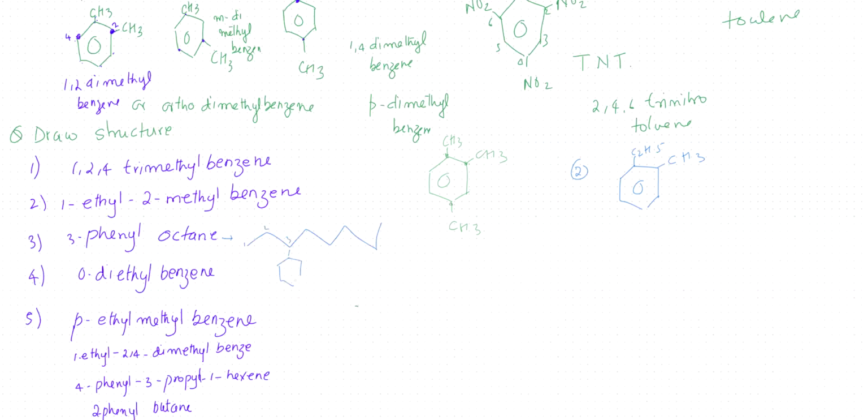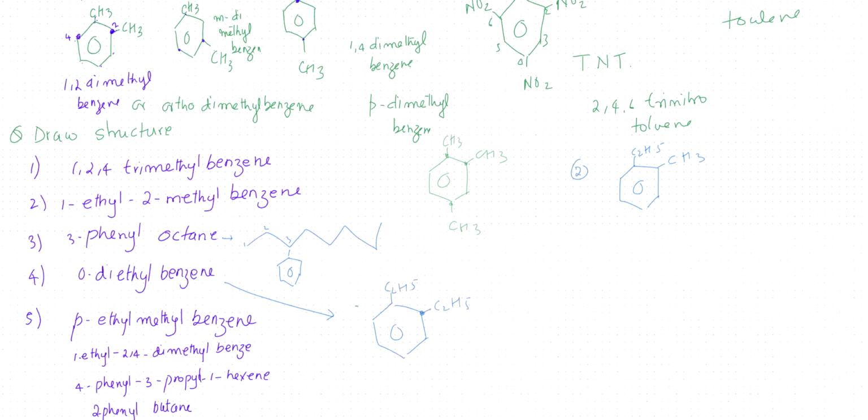Ortho, we write O for ortho, which means 1 or 2 position. Ortho-diethylbenzene. So this is the benzene ring. At the 1 position, diethyl, so an ethyl group C2H5 here and another C2H5. So they are called ortho positions, this and this position.